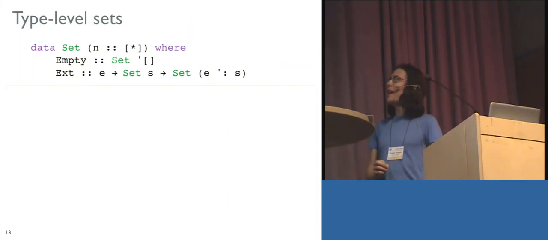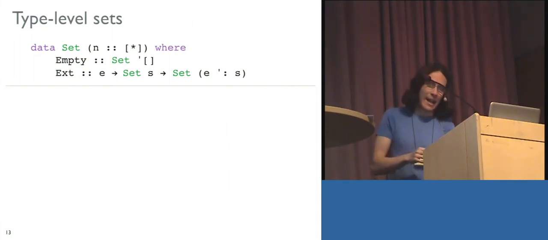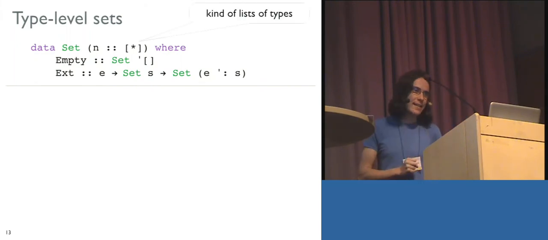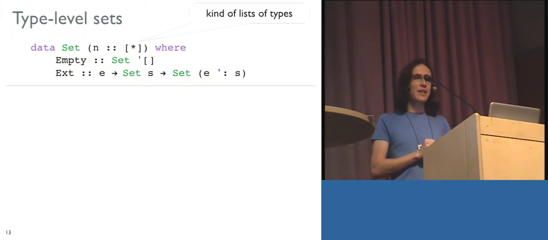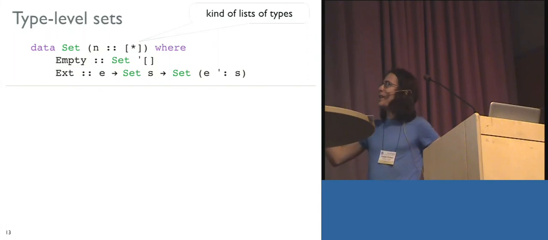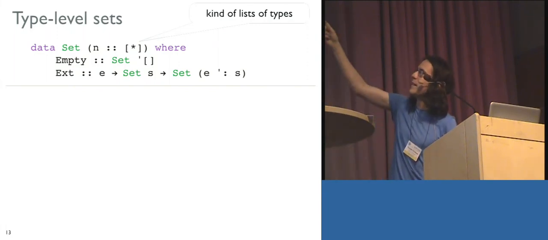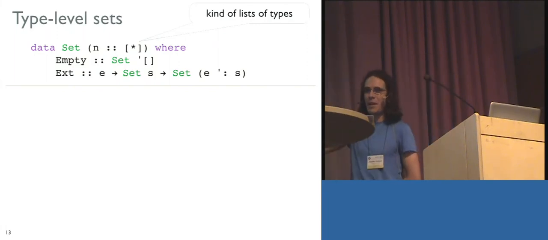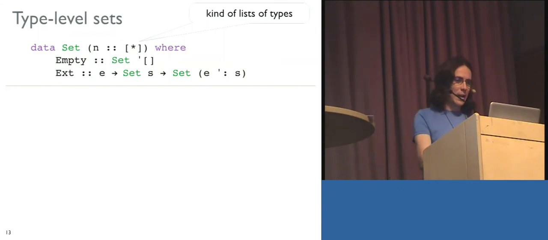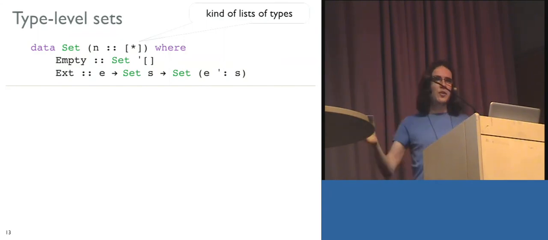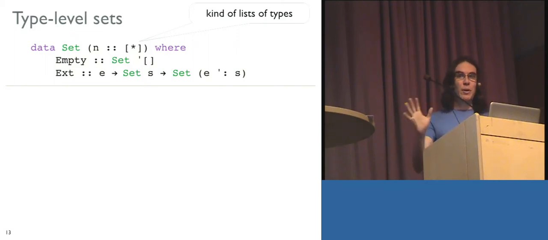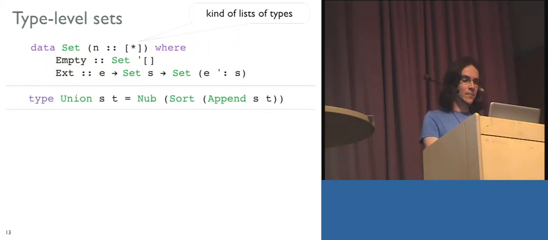So we have this GADT for Set, and it's indexed by the kind of lists of types. This has really nice syntax as well. We get these little constructors that look a bit like lists, but they have a little tick in front of them at the type level. And this should be familiar as the sort of heterogeneously typed list construction. But we're calling it Set because we're going to use it like a set.